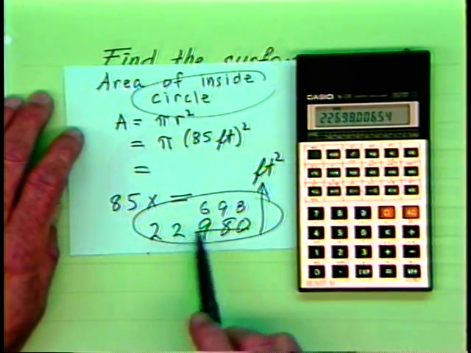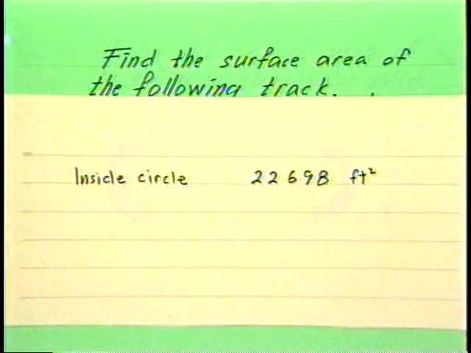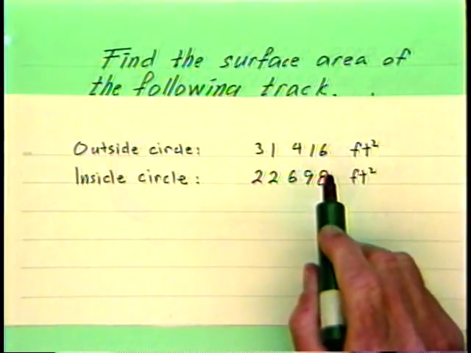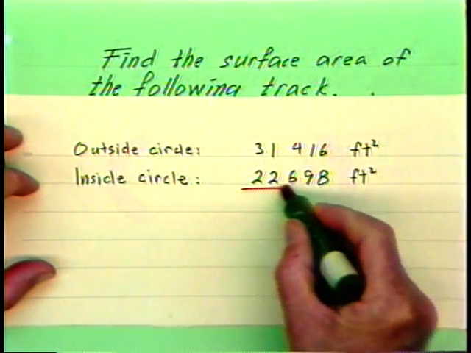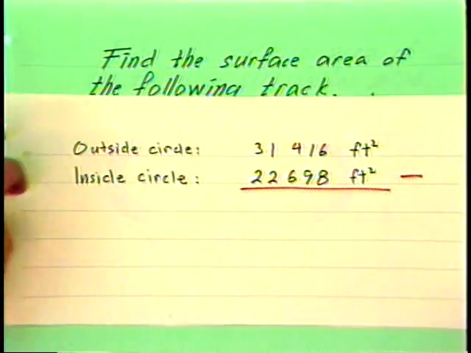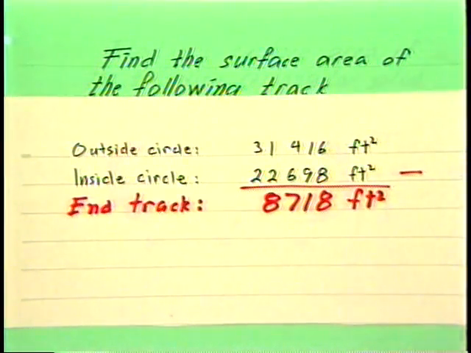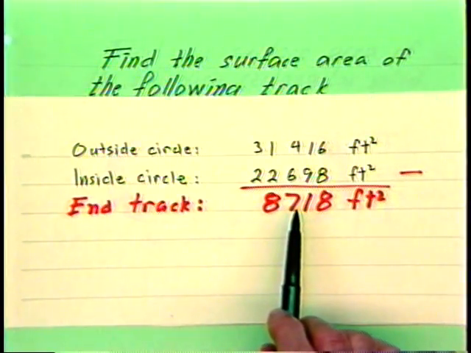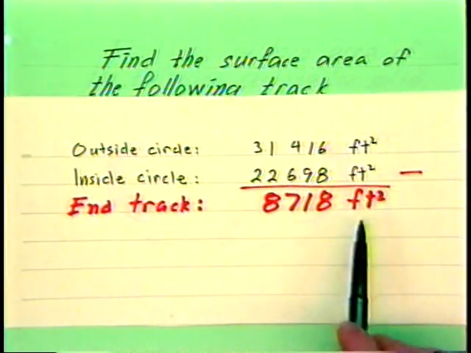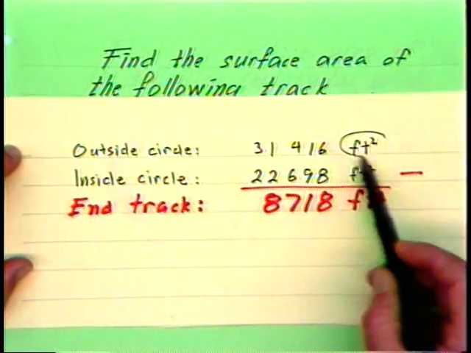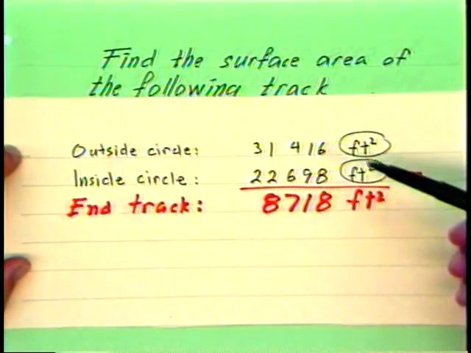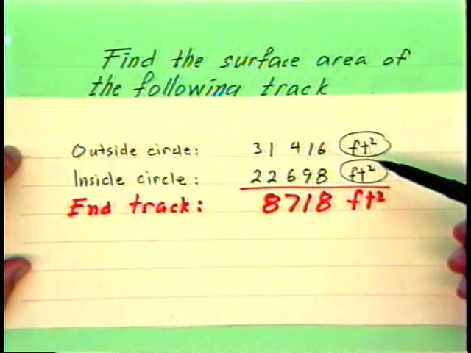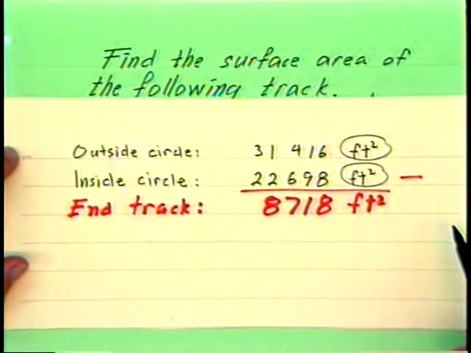We have the area of the inside circle, and we also had the area of the outside circle, and if we subtract the two, we will get the area of the ring, or the end of the track, the two ends actually, which is 8718 square feet. And recognize that we kept the square feet to remind ourselves we can only add square feet to square feet because these are measurement numbers.